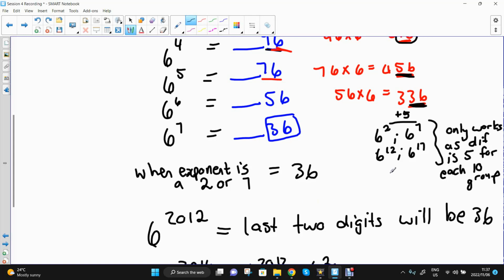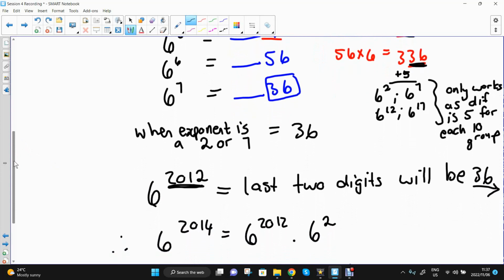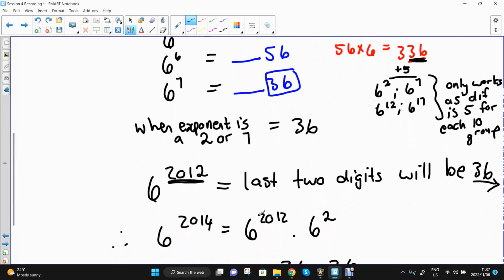But we know that 6 to the power 2012, because it ends with a 2, those 2 last digits will definitely be 36, because that's what the pattern is telling me at the top. So that 36, and breaking up 2014, I can break that up by saying that's 6 to the power 2012 times 6 squared. You see, if I add these 2 exponents together, I'm going to get 2014 anyway.